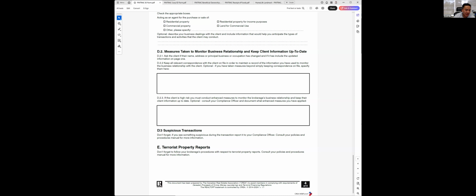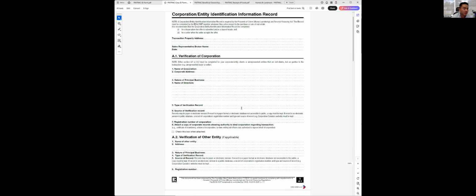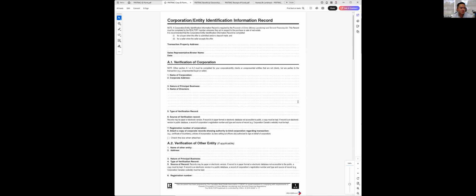And then suspicious transactions. Sometimes the transaction may not be what you think it is, or there may be lots of red flags or gray flags, right? So it may be suspicious and we may have to report it to FinTrac. It's always better to err on the side of caution, as opposed to not dealing with a high risk client. The corporation ID form is similar to the individual one.